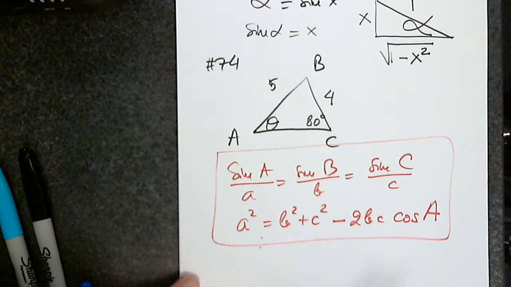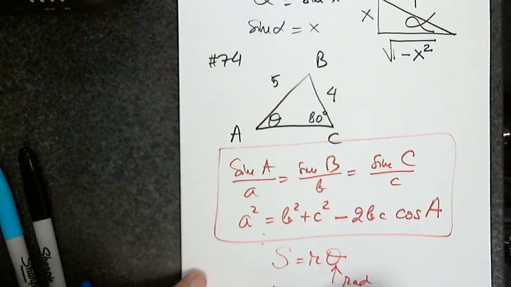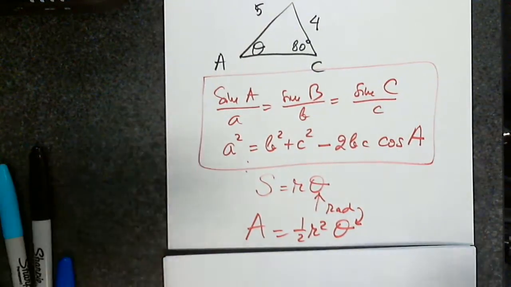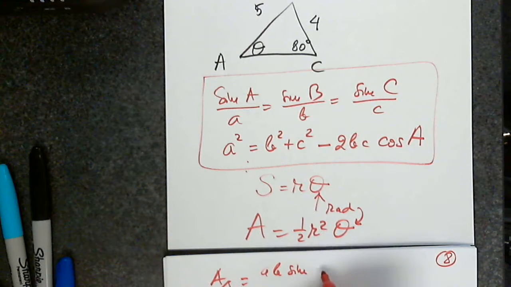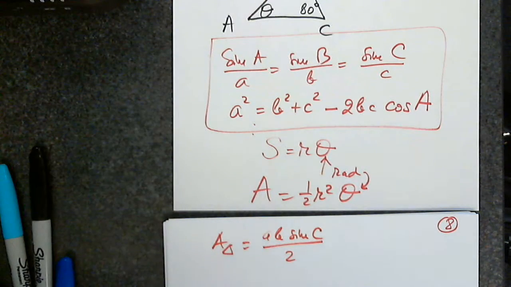So these are very important laws. Here I would like to add also the arc length equals r times theta, where theta is in radians. Please remember this one too. And the area equals 1/2 r squared times theta, also in radians, for the area of a circular sector. And also there are two areas for triangle. So the area of a triangle is also ab sine C divided by 2, where a and b are two sides, and C is the angle in between.